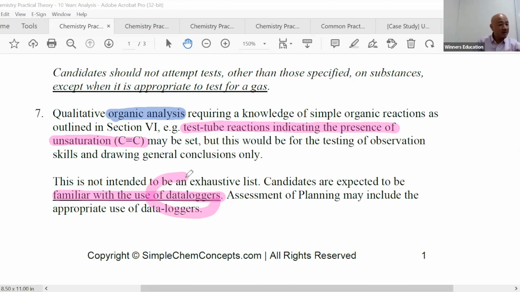Why did I put it there? Were you aware? Because it can come out where? Planning. The theory. Yes? So it comes out in the planning. It may include the use of data loggers.